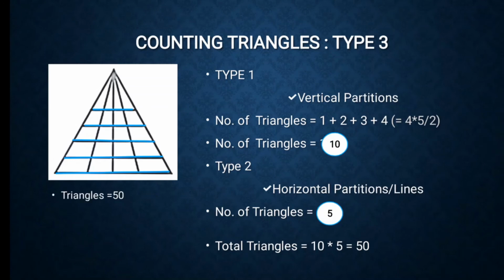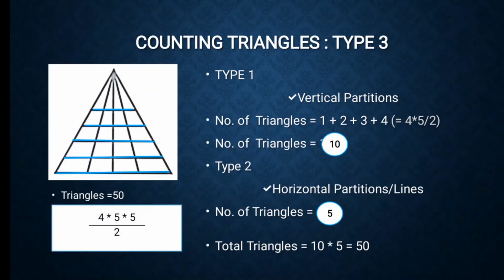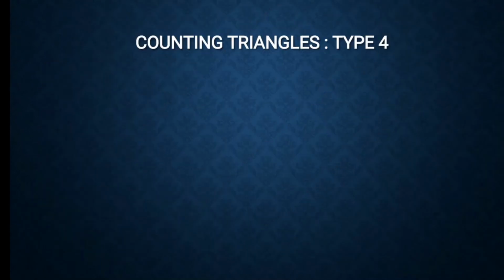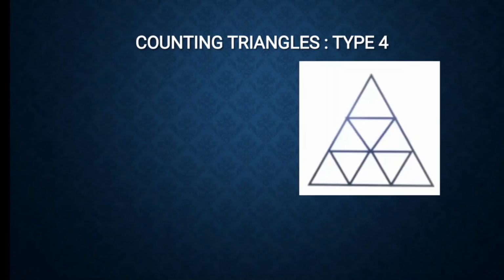And by using the formula also, I'll get the same answer. In the formula I'll put the values of n and m, and I'll get the answer as 50 itself. Now this is the last type of triangle which I have to count.